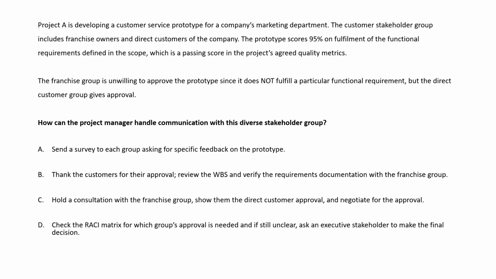Project A is developing a customer prototype. The prototype scores 95% on fulfillment of the functional requirements, which is a passing score for the quality metrics. The franchise group is unwilling to approve the prototype since it does not fulfill a particular functional requirement. Product compliance is 95%, but one functional requirement is missing. But the direct customer group gives approval. So some stakeholders agree and some do not agree. And this is the functional requirement. How can the project manager handle communication in this situation?